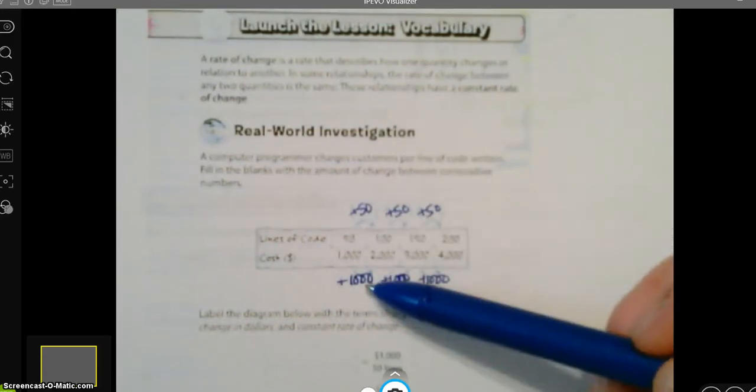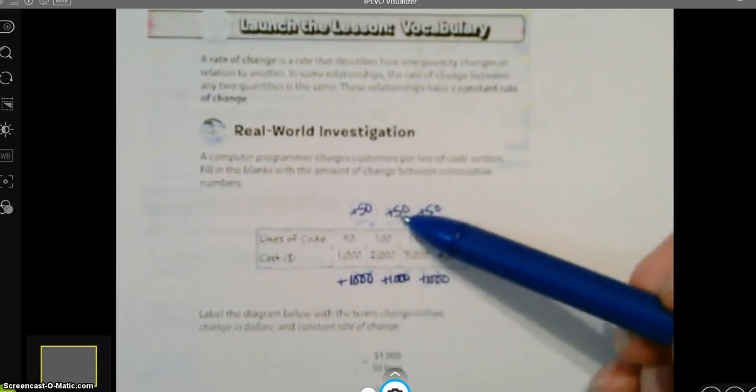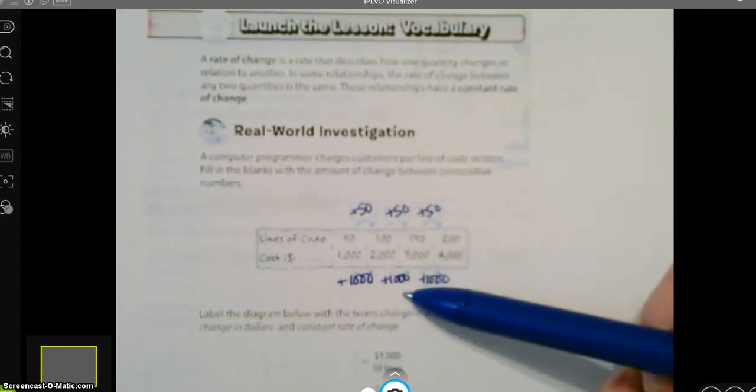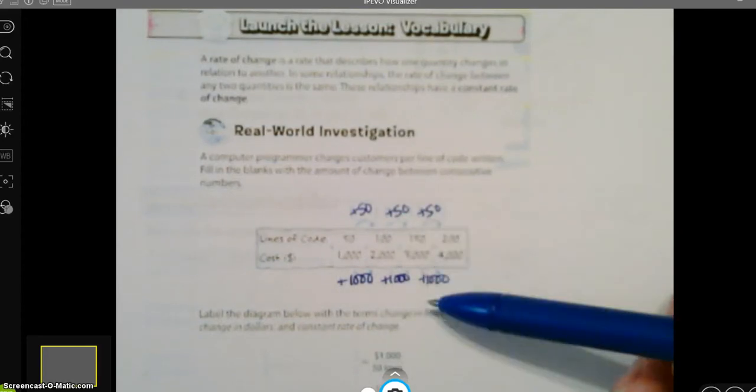For every 50 lines of code, my cost goes up $1,000. Every 50 lines, it goes up $1,000. It is constantly changing by the same amount.